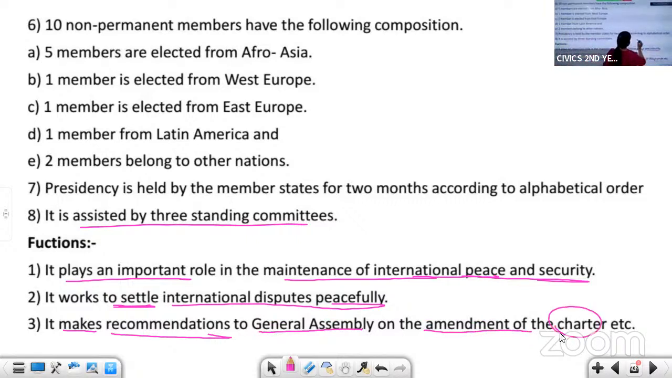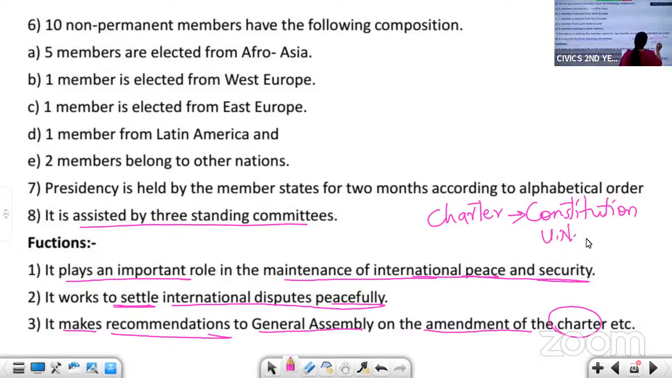So I told you what is charter. What is charter? It is nothing but the constitution of UN. Charter is nothing but the constitution of UNO. So you know the General Assembly alone has the power to amend the charter. So the Security Council can recommend the General Assembly for amendments to the charter of UNO.